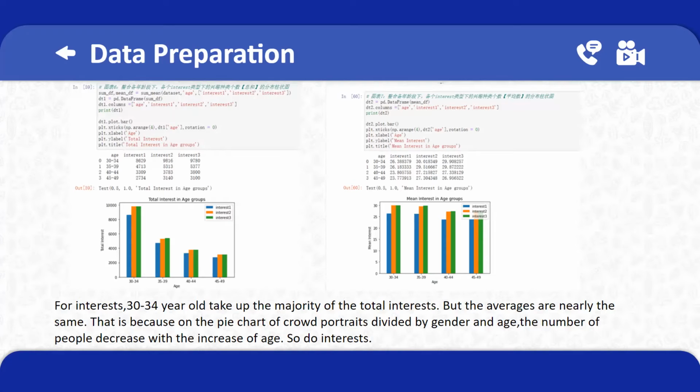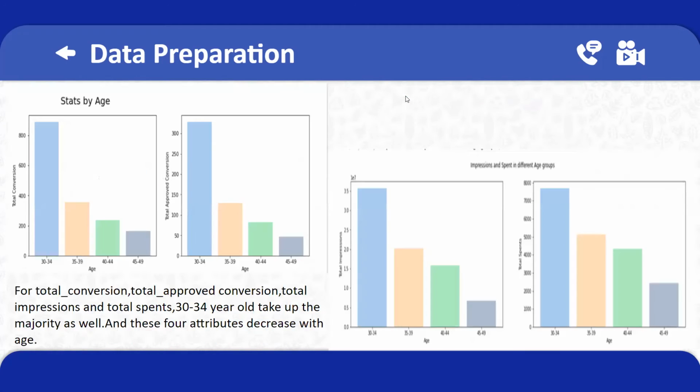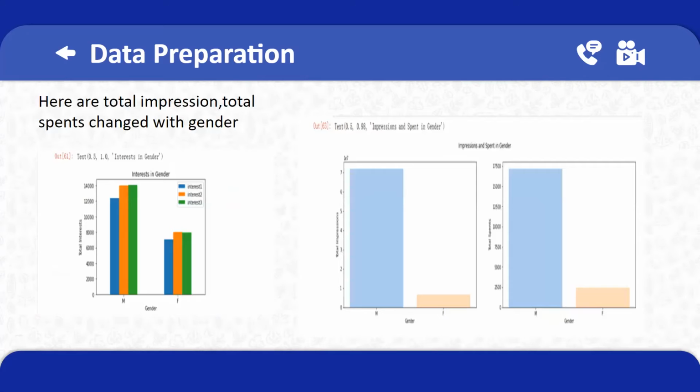So do interests. For total conversion, total approved conversion, total impressions, and total spends, 30 to 34-year-olds take up the majority as well, and these 4 attributes decrease with age. Here are total impressions and total spends changing with gender.